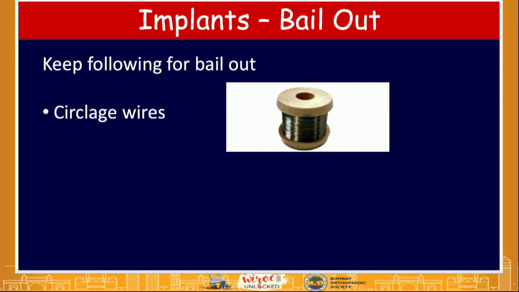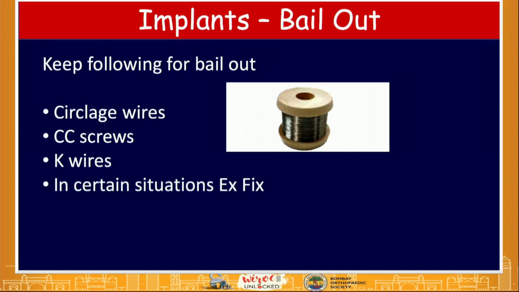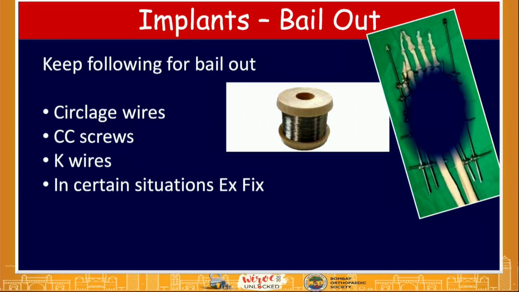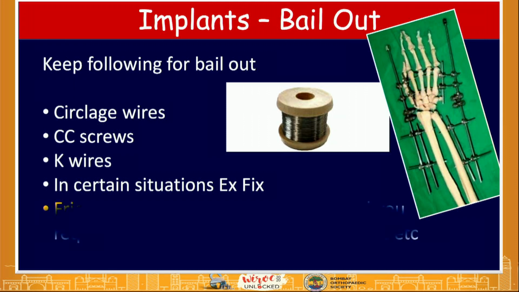Now, what are the instruments or equipment you will keep as a bailout option? The cerclage wire is one thing which I feel has bailed out many of us on a number of occasions. And then cancellous screws, K-wires. In certain situations, the external fixator also works well. They also act as a bailout option.